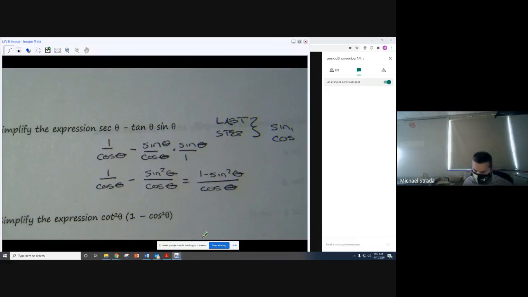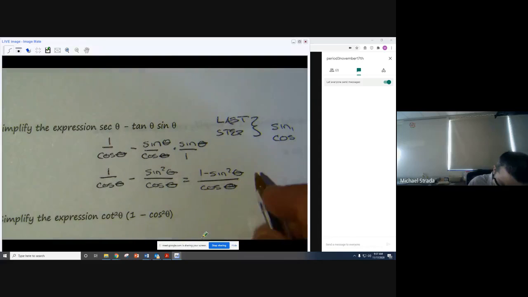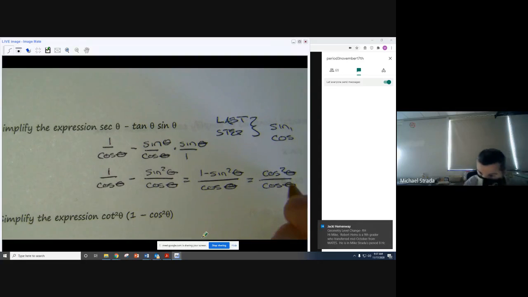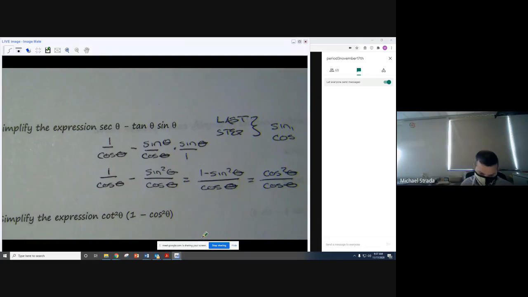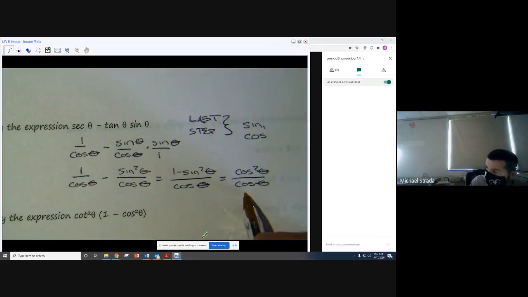We're 3/5 of the way home. Now you have something squared, which is your Pythagorean identities. 1 minus sine squared is equivalent to cosine squared. So we rewrite it like that. All right. Now, whenever you have something squared divided by it, the squared cancels out. And so my final answer would be cosine of theta.